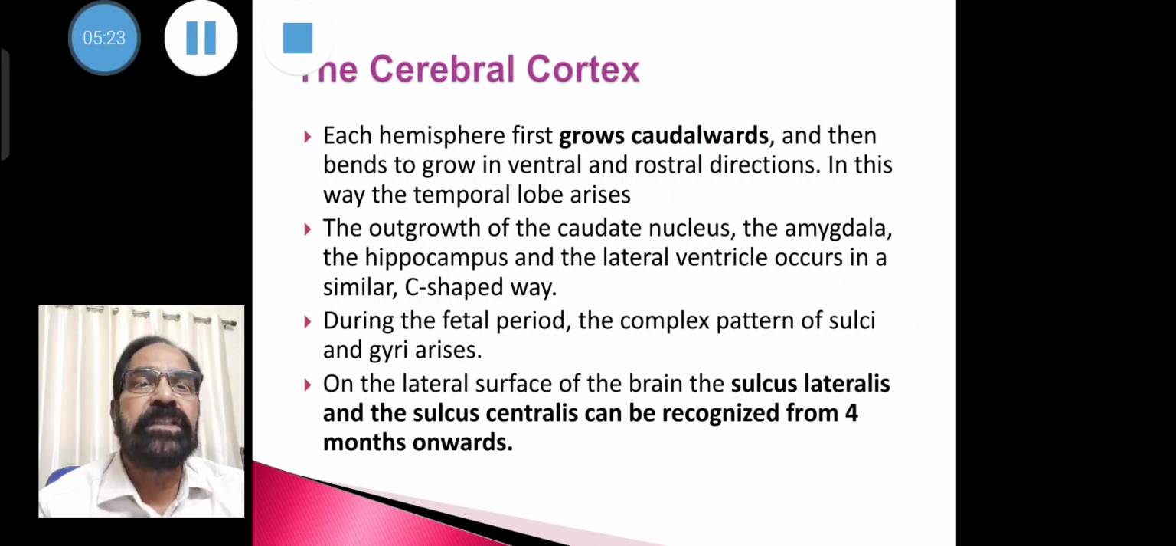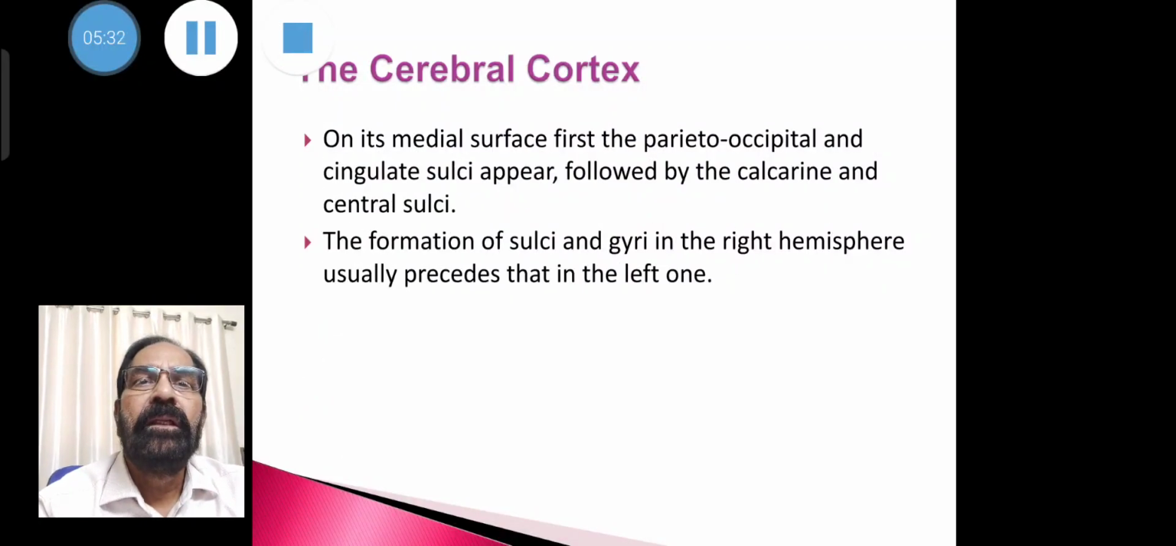On the lateral surface of the brain, the sulcus lateralis and sulcus centralis can be recognized from 4 months onwards. On the medial surface, first the parieto-occipital and the cingulate sulci appear, followed by calcarine and central sulci. The formation of sulci and gyri in the right hemisphere usually precedes that in the left one.